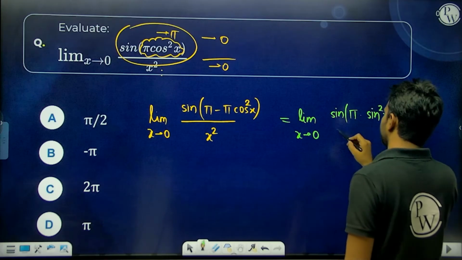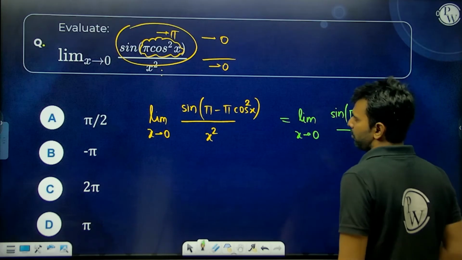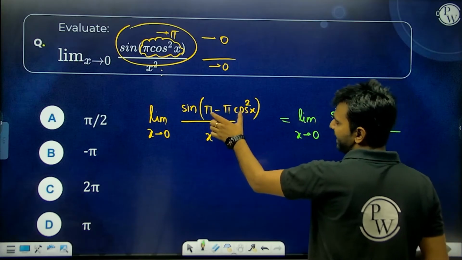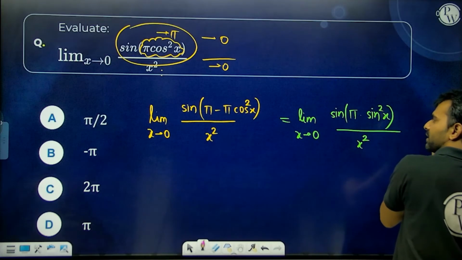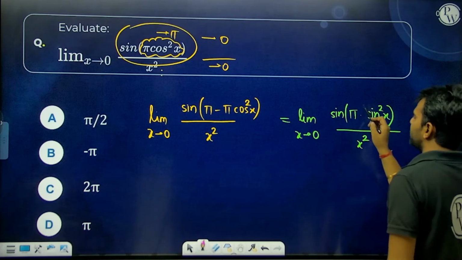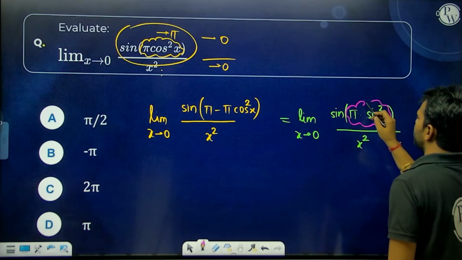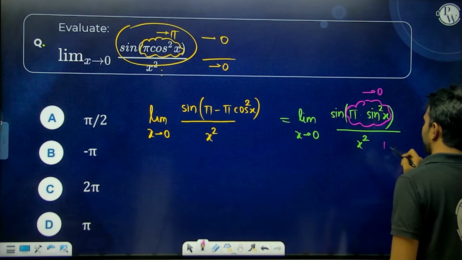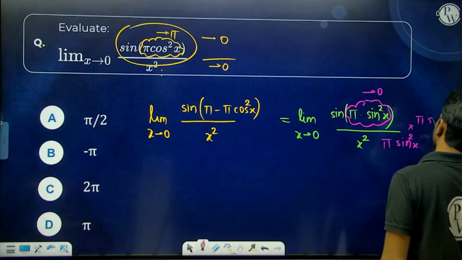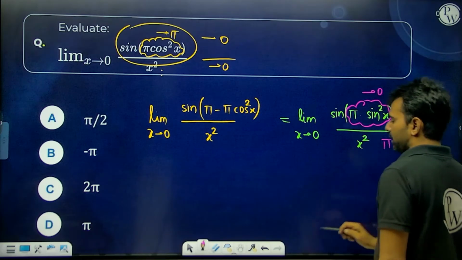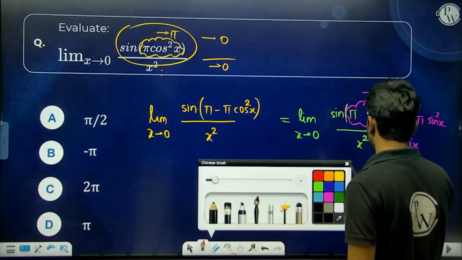Yes or no? Okay. So pi we have taken common, and it has become pi times of 1 minus cos square x, and 1 minus cos square x is nothing but sine square x. So now x is moving towards 0, so this thing is moving towards 0, yes or no? So the very same thing, if I multiply and divide over here, then this thing over here is going to be what?